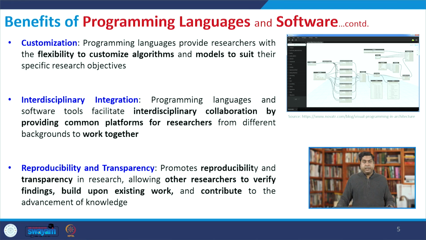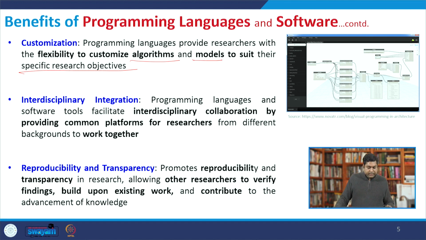Now customization, already I have mentioned that the programming languages provide researchers with flexibility to customize algorithms. You can use the libraries and then you can customize them based on your need, and also you can customize the models to suit the researcher's specific research objective. So in this particular case, if your objective is to do something, you find that some sort of library can be best suited for your case, you start with that, you use that library and then customize the algorithm, and then you can use it for your research purpose.